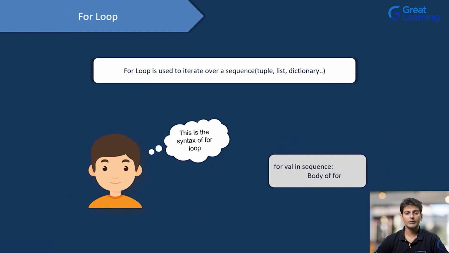So for loop is used to iterate over a sequence. That sequence could be either a tuple, list, dictionary, set, or even a string. And this is the syntax of for loop. So for value in the sequence, and then we'll give out the body. Now this might seem a bit vague or difficult to understand. So let's directly head to Jupyter Notebook and go ahead with the code.